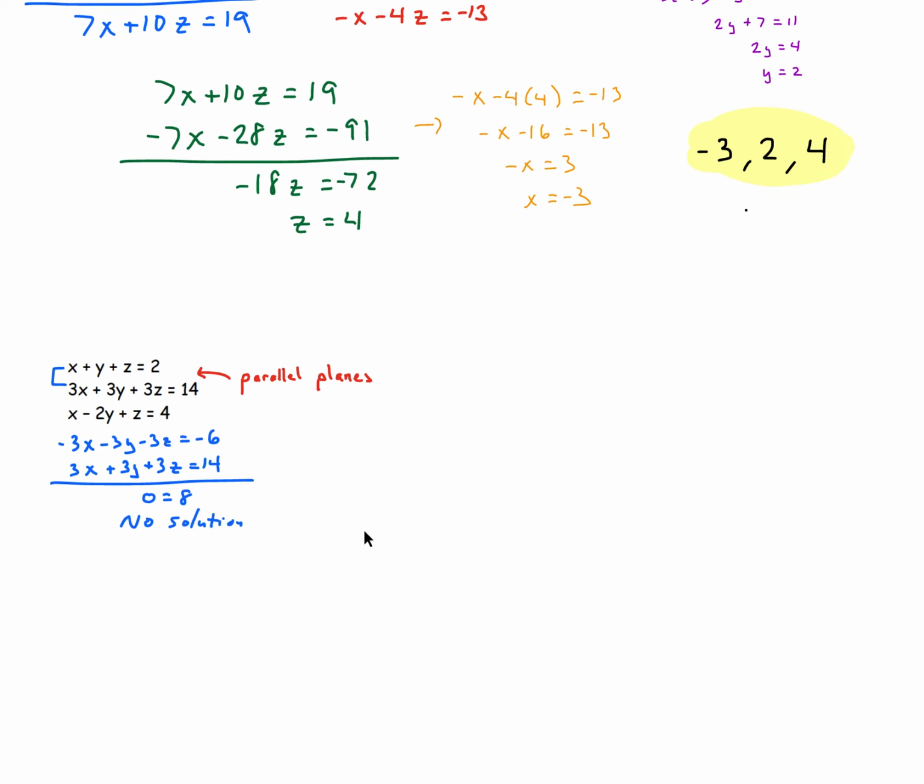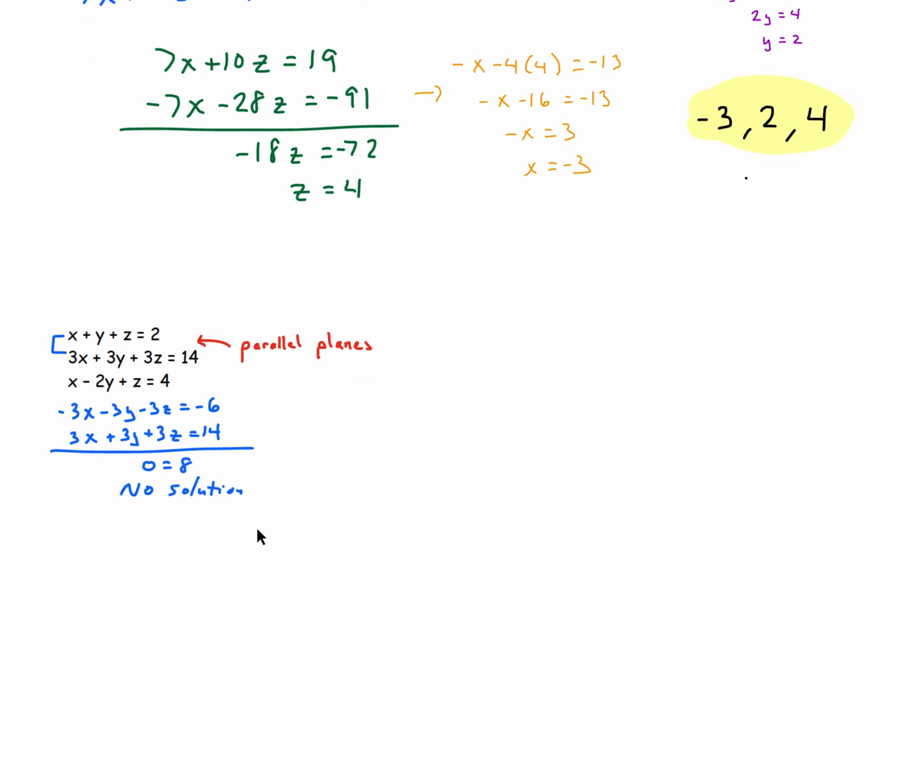All right, one more. This one's actually super easy because it turns out that the top equation and the middle equation end up giving you instantly a no solution, which means those two planes are parallel. And if you look at it, if you multiply the top equation by -3, if you were trying to eliminate x, you'd get gone, gone, and you'd get 0 equals 8, which is a false statement. A false statement leads to a no solution. These two planes are parallel.